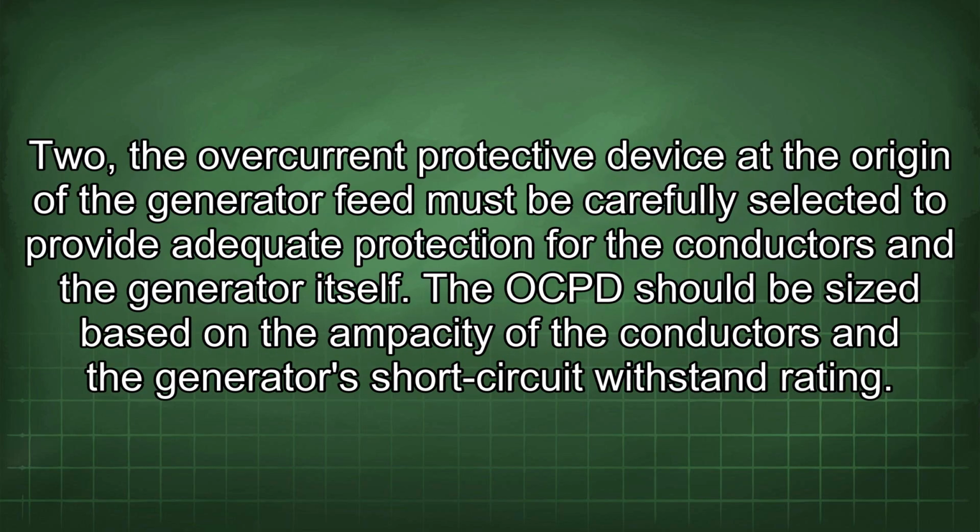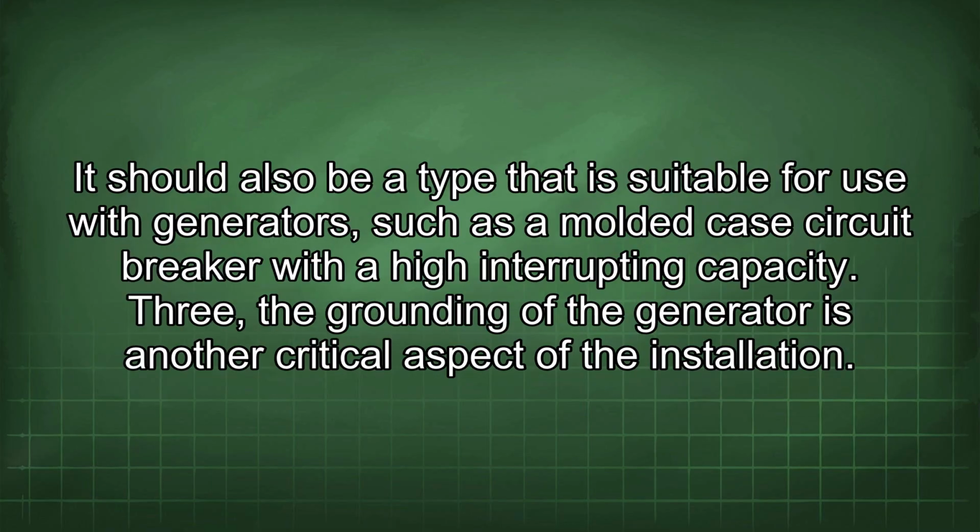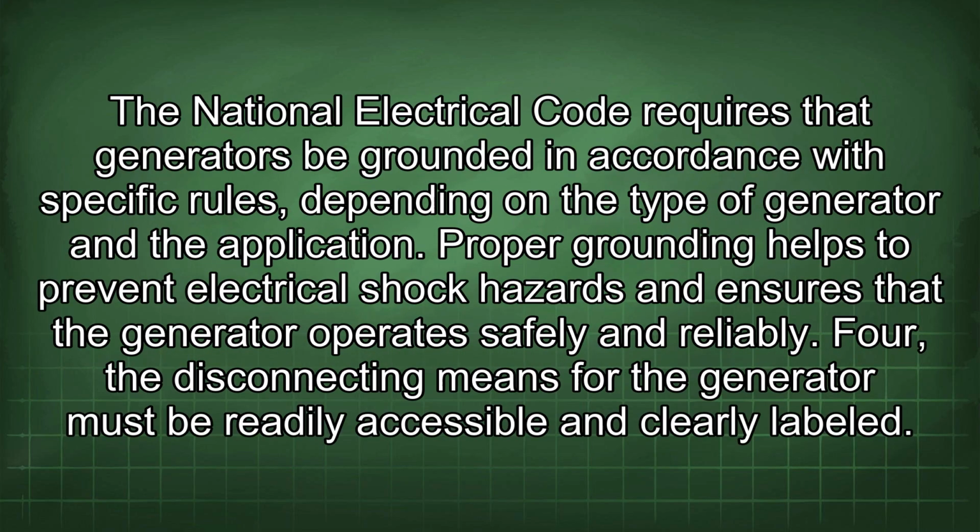2. The overcurrent protective device at the origin of the generator feed must be carefully selected to provide adequate protection for the conductors and the generator itself. The OCPD should be sized based on the ampacity of the conductors and the generator's short circuit withstand rating. It should also be a type that is suitable for use with generators, such as a molded case circuit breaker with a high interrupting capacity. 3. The grounding of the generator is another critical aspect of the installation. The National Electrical Code requires that generators be grounded in accordance with specific rules, depending on the type of generator and the application.